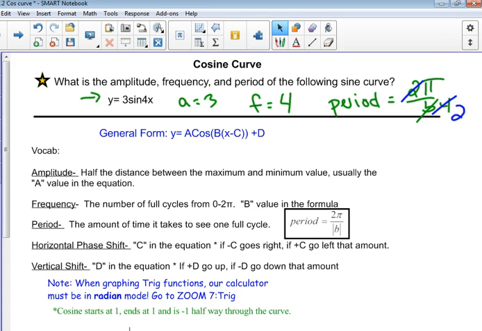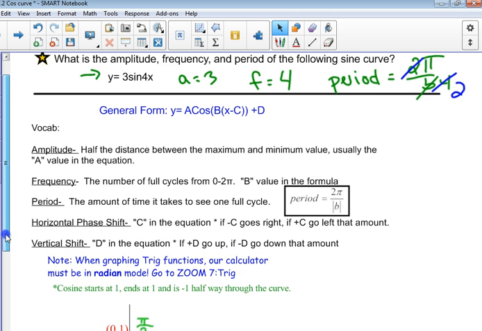Wait, so when you do the formulas, is it always going to come out to something that's going to be on the graph, like pi over 2 or 3 pi over 2? No, it could be like pi over 3. Not all the time, but for what you guys would do, if you were actually going to graph one, it would be made nice.